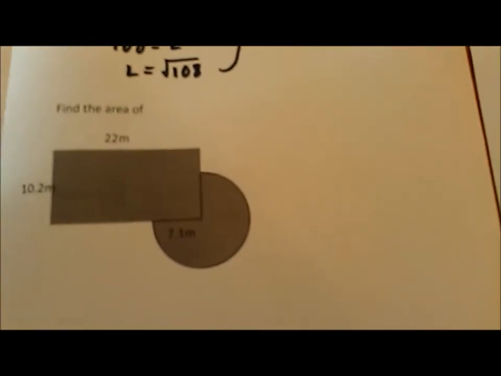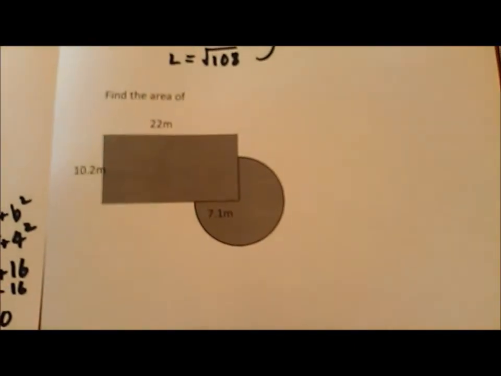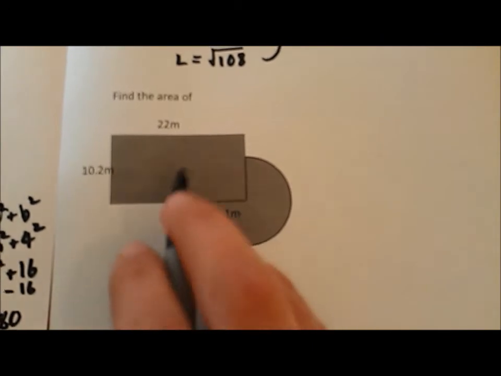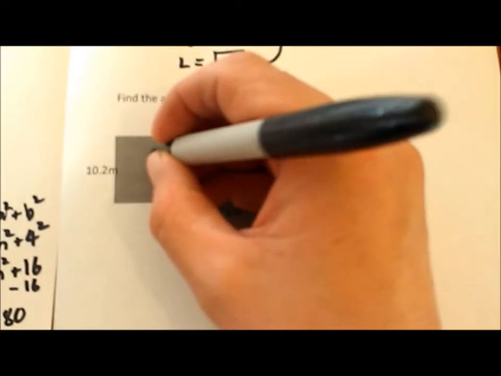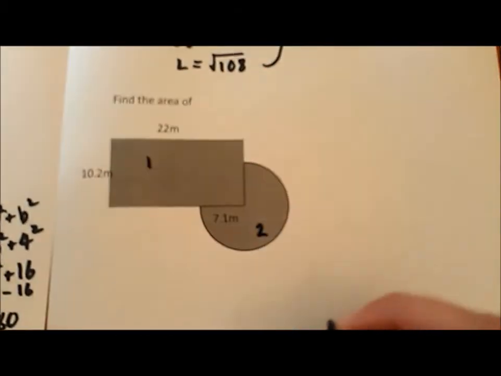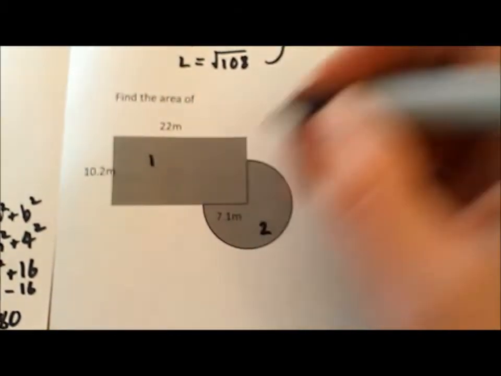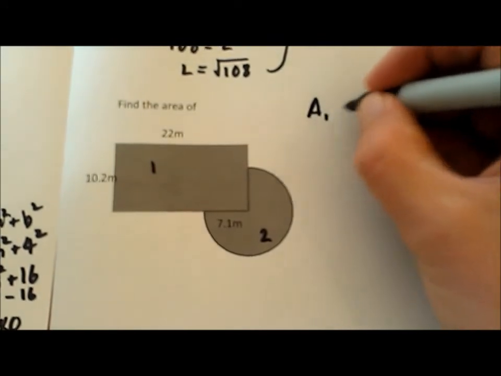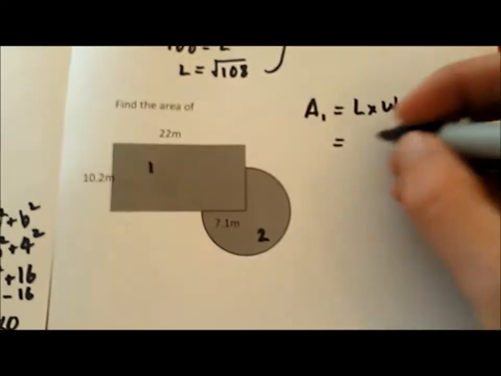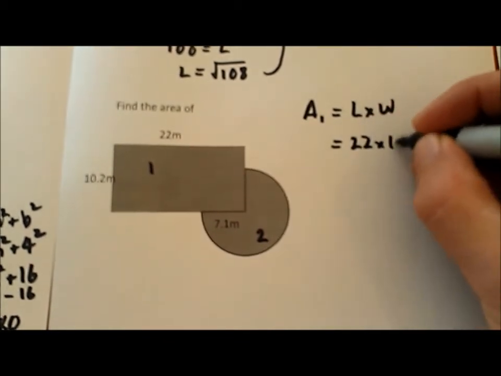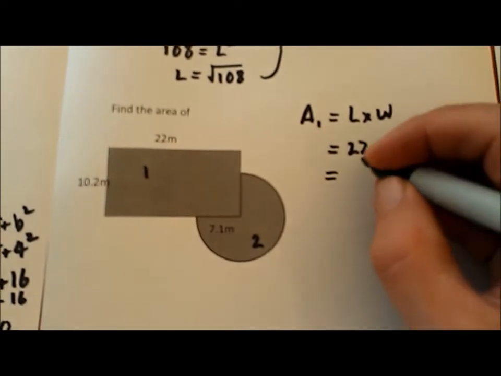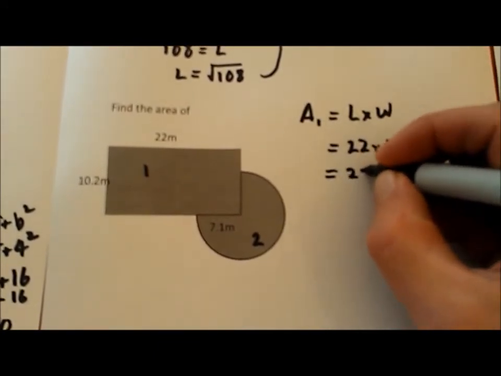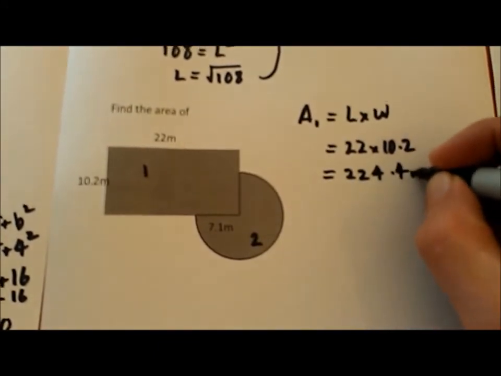I also have this idea of a composite area, so to find the area of a shape such as this one, made up of more than one shape. In this case, I'm going to call it area 1 and area 2. Area 1 is a rectangle, so the rectangle formula is length times width. It's going to be 22 times 10.2. Calculate that through. I should get 224.4 metres squared.